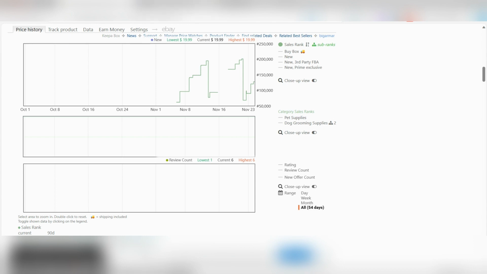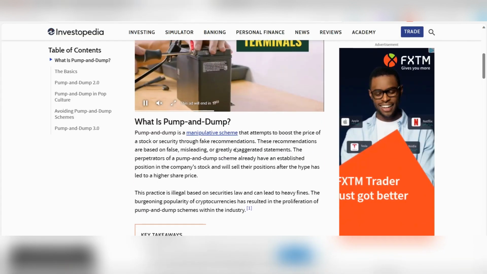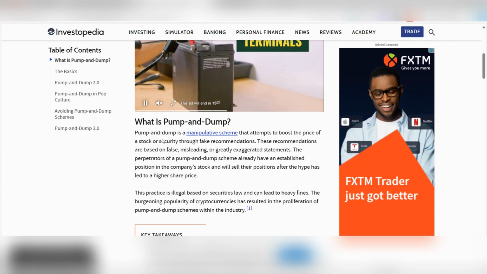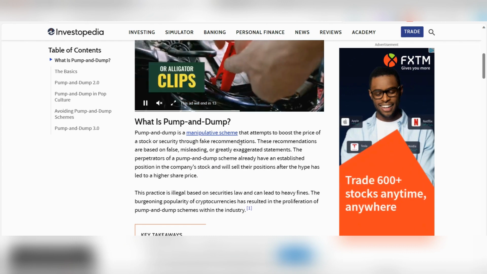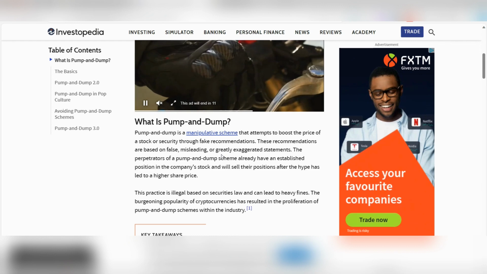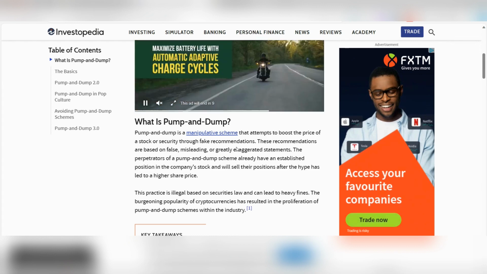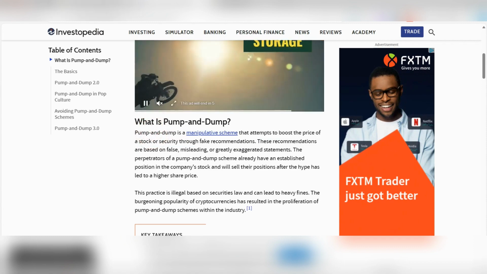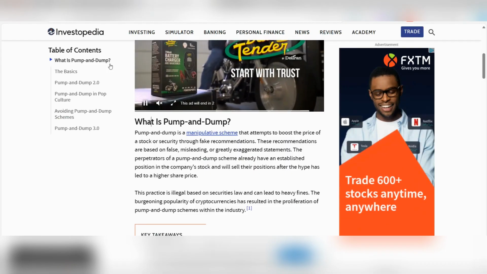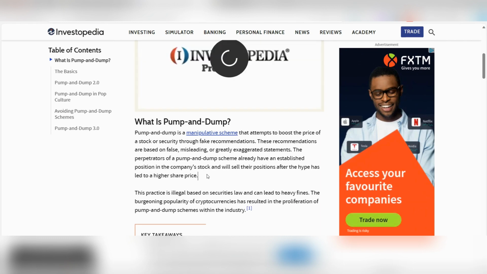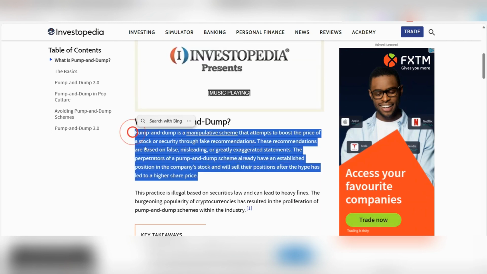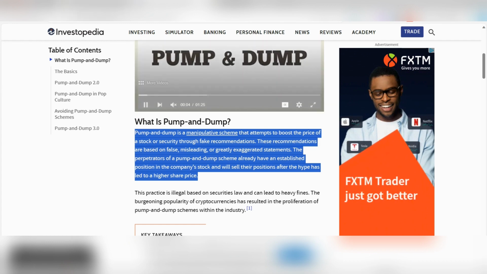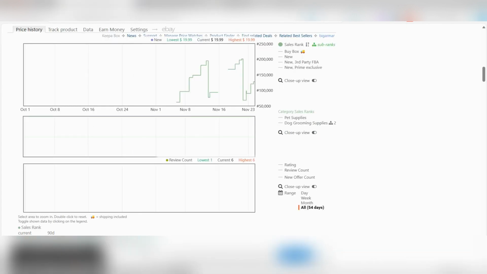And very quickly, I'm going to go into the stock market definition. The pump and dump is a manipulative scheme that attempts to boost the price of a stock through fake recommendations. So there is a big difference between the stock market pump and dump and the Amazon pump and dump. One is for sure illegal, and one is more of a trick. The pump and dump, a manipulative scheme for stocks, it's more of a trick. But for Amazon, it's actually legal and it involves having a good product.